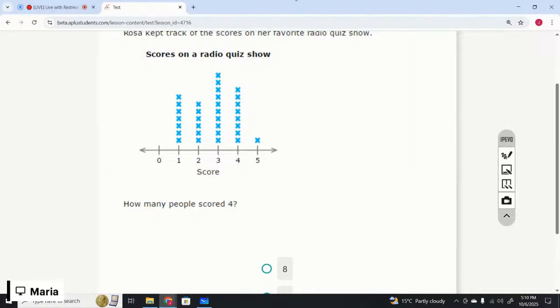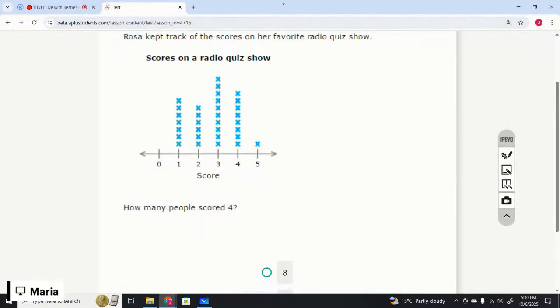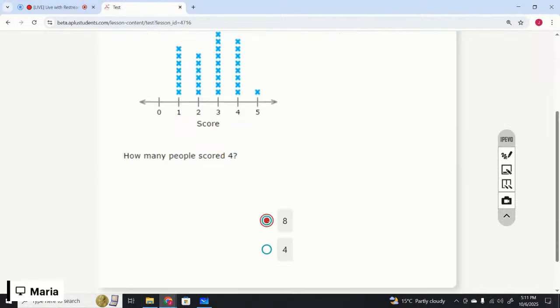Rosa kept track of the scores on her favorite radio quiz show. How many people scored 4? So which is the correct option? Score 4. 1, 2, 3, 4, 8 it is. The correct option is 8. Option number 1 is the correct option.